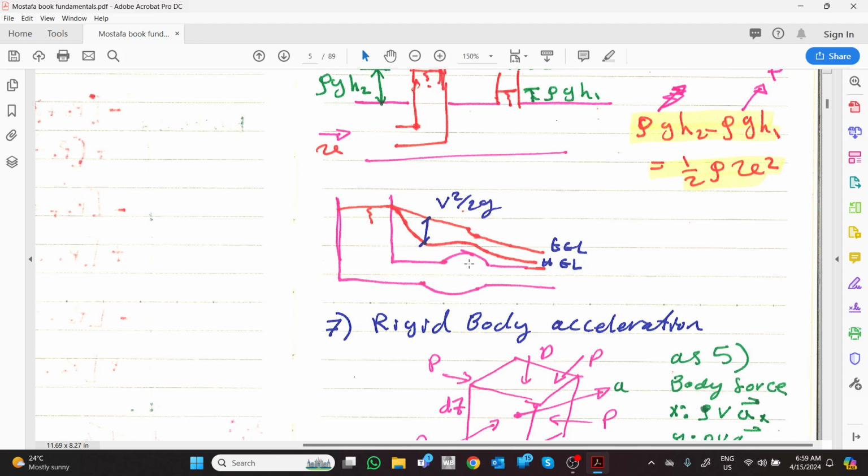Why? Because whatever you take from the pressure goes to velocity, and whatever you take from the velocity goes to the pressure. So either it will be constant, which is impossible due to the friction, so it will go down.